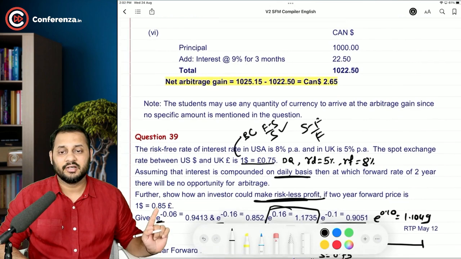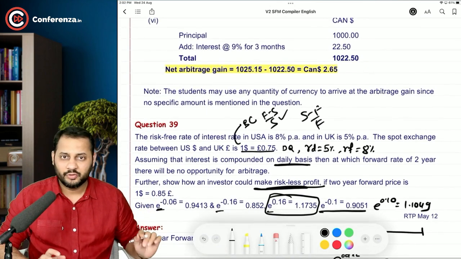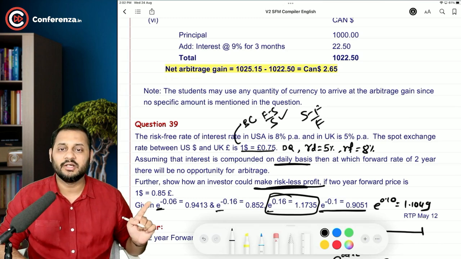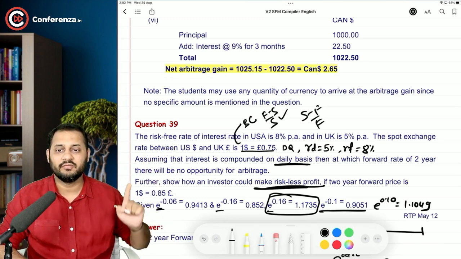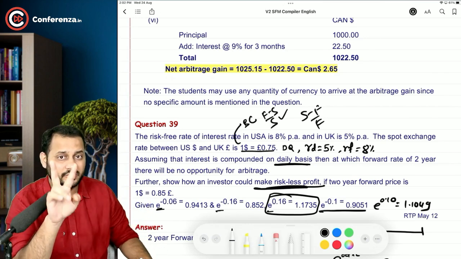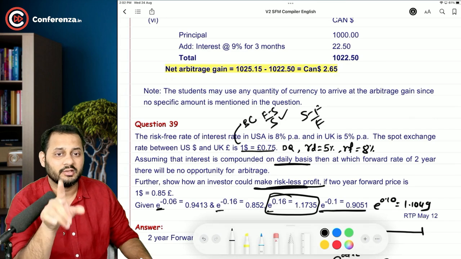But if this is the rate, then there are chances. How to proceed with that? Go with what I have taught to you. It's very simple. Calculate the premium. The spot rate is 0.75, forward rate is 0.85. Calculate the premium, and now this premium will be calculated for 2 years. Please remember that. 2 years.